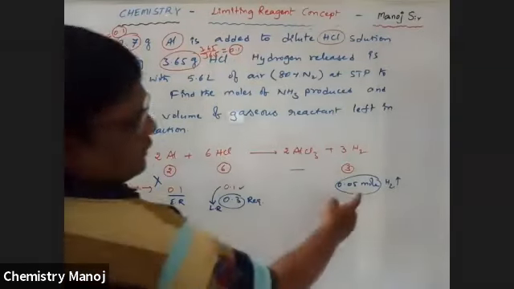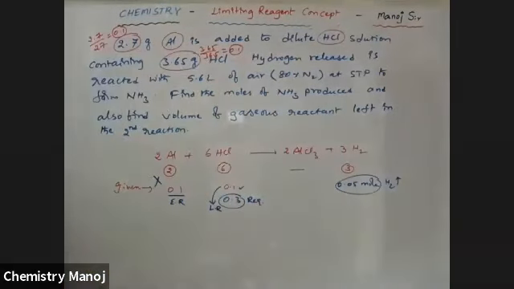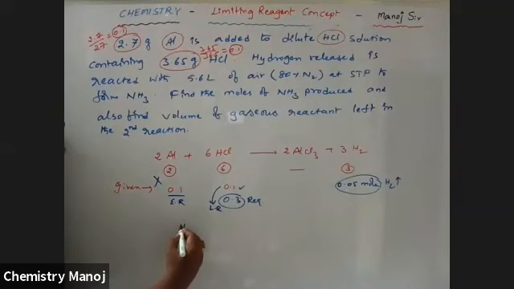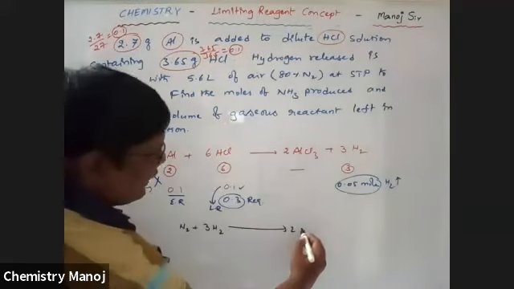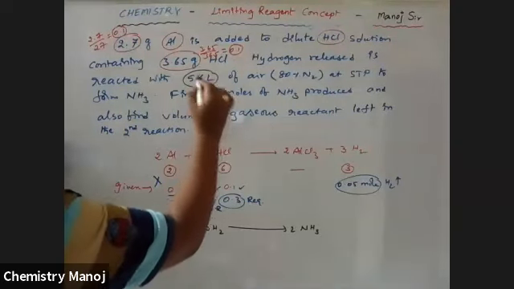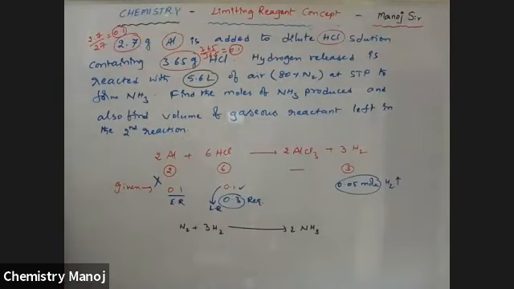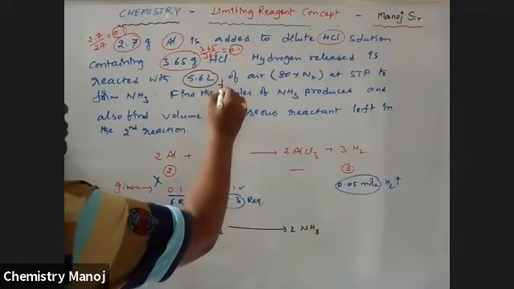Next, this liberated hydrogen reacts with nitrogen present in air. N2 plus 3H2 gives 2NH3. Now 5.6 liters of air. 5.6 liters of air means 1 by 4 mole.